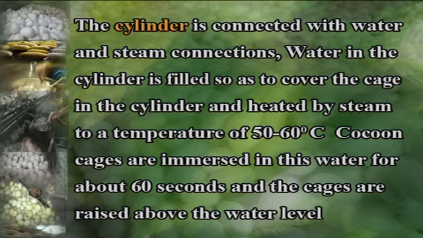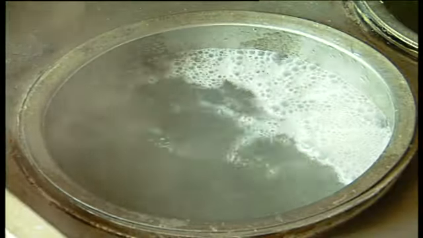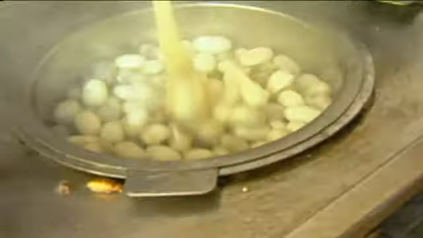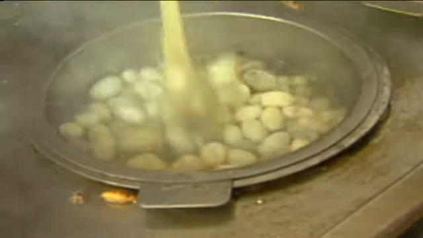Water in the cylinder is filled so as to cover the cage, and heated by steam to a temperature of 50 to 60 degrees centigrade. Cocoon cages are immersed in this water for about 60 seconds and the cages are raised above the water level. With the lid closed, steam is passed into the cylinder to increase the temperature to about 95 degrees centigrade and the cocoons are treated for 2 minutes.